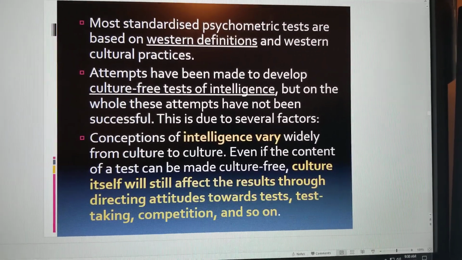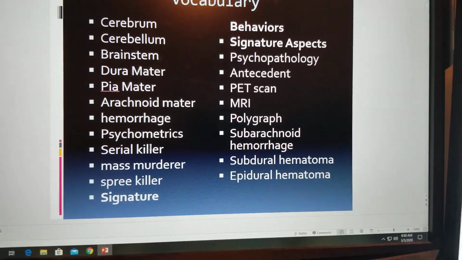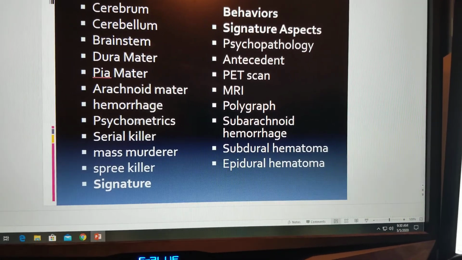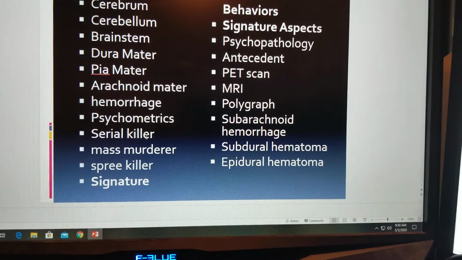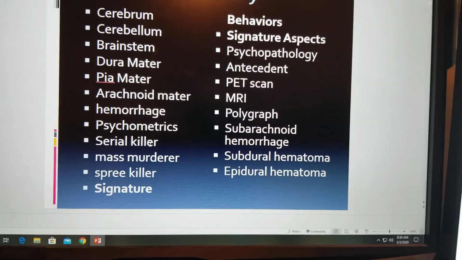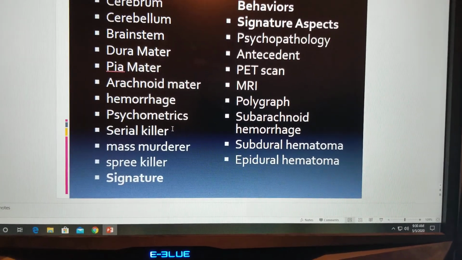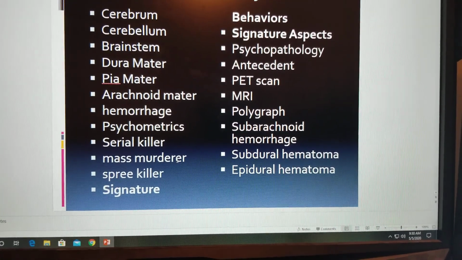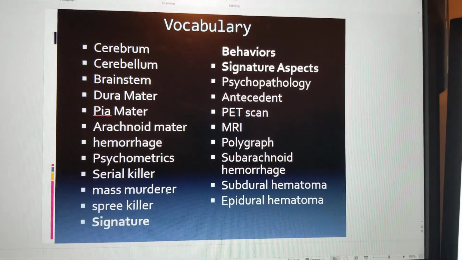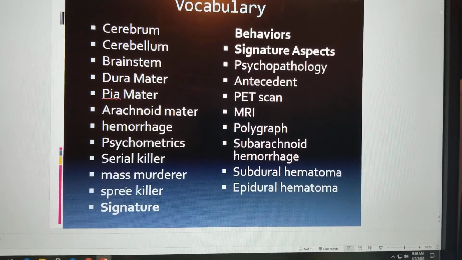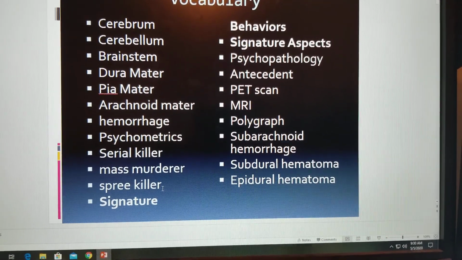All right, going back up, looking at our vocab, there's a lot there with psychometrics. Okay. All right, serial killer, mass murder, spree killer. You got to know the difference between the 3. A serial killer kills 3 or more with a cooling off period. Okay, a mass murderer kills 4 or more, and it's a single event. Okay, typically it's at one location. And then a spree killer kills 2 or more, and usually it's in separate locations.